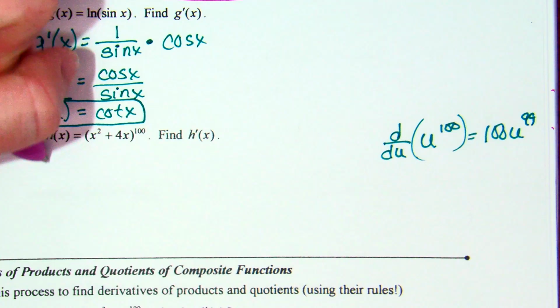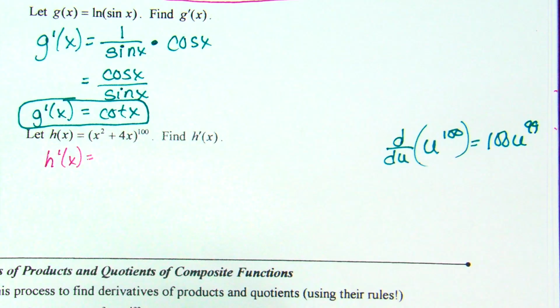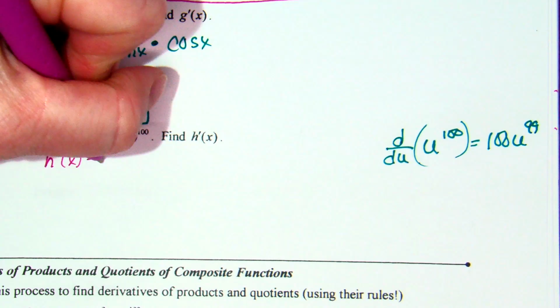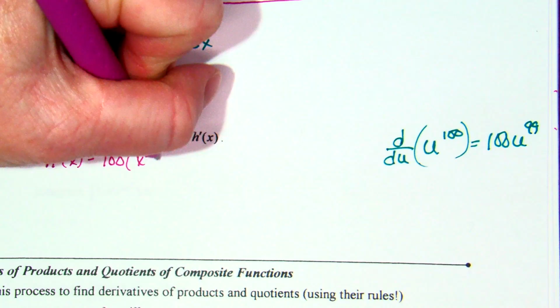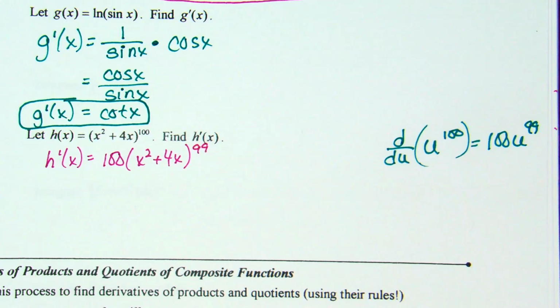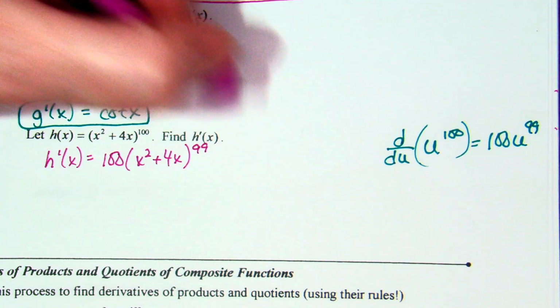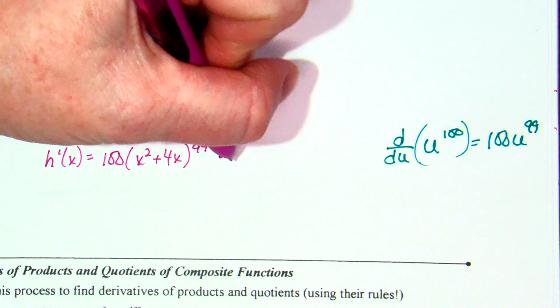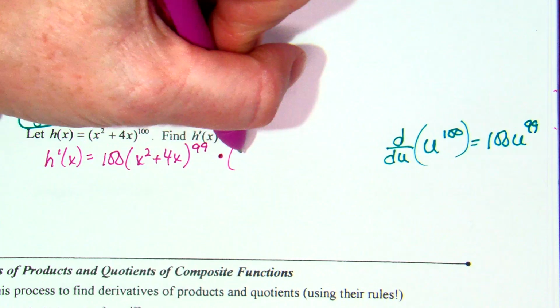h prime of x, the derivative of something to the 100th. So 100 times the something, I'm going to keep it the same, and then to the 99th, so subtract 1. Then what? Okay, times the derivative of x squared plus 4x. The derivative of x squared plus 4x is 2x plus 4.